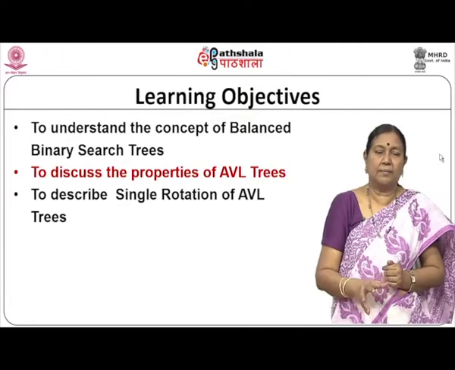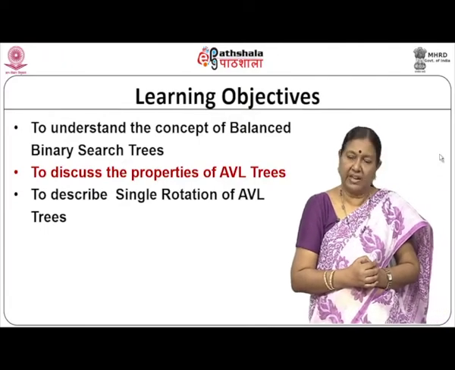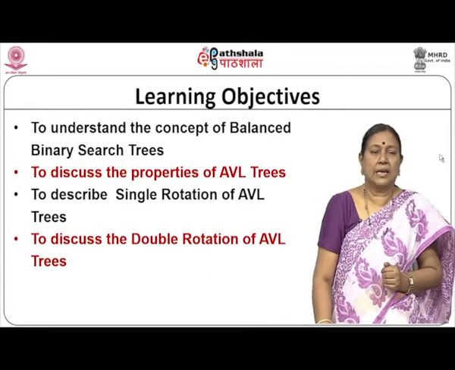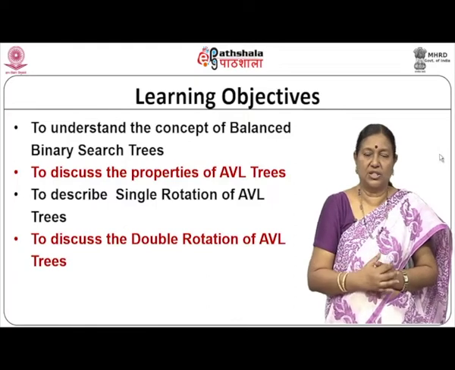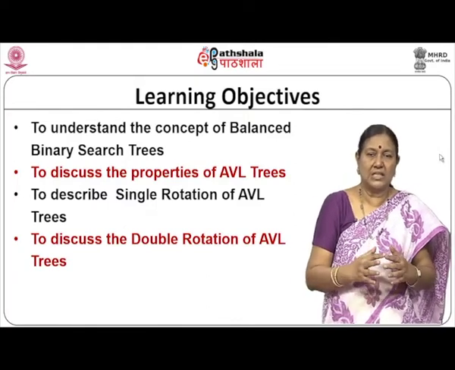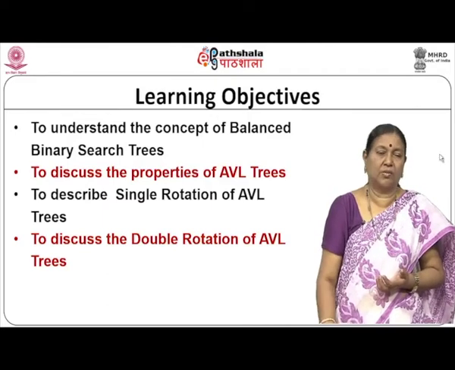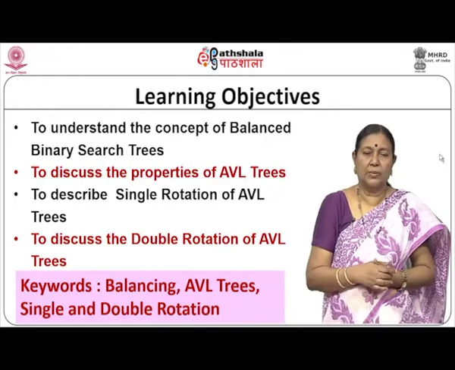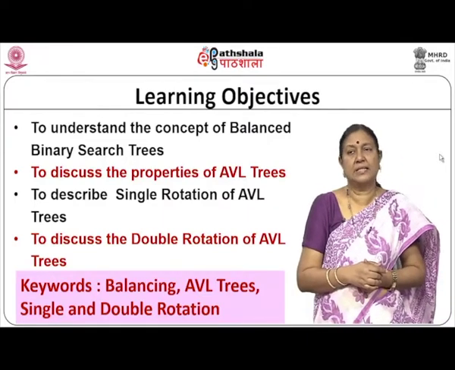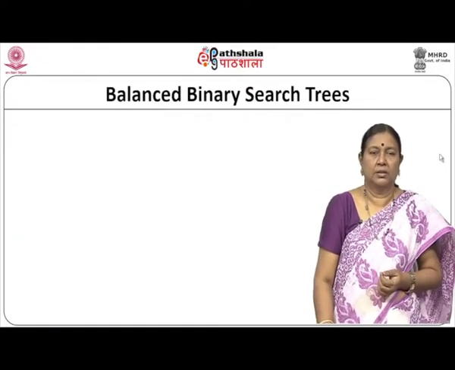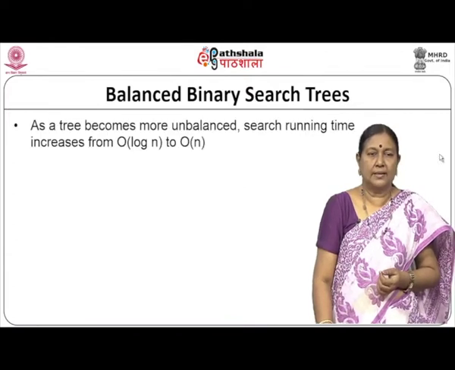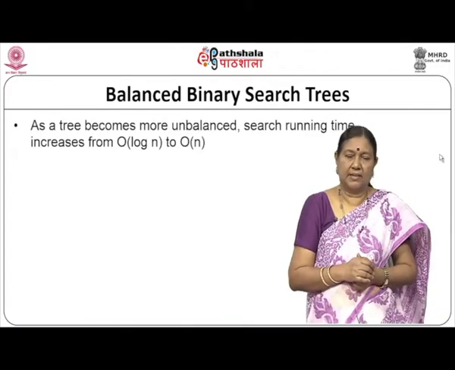Then we describe what is called a single rotation of AVL trees, and then we describe double rotation of AVL trees. Now, these rotations are needed in order to obtain balance. We will go into details about this as we go along. So, the keywords here are balancing, AVL trees, single and double rotation. So, let us look at balanced binary search trees.